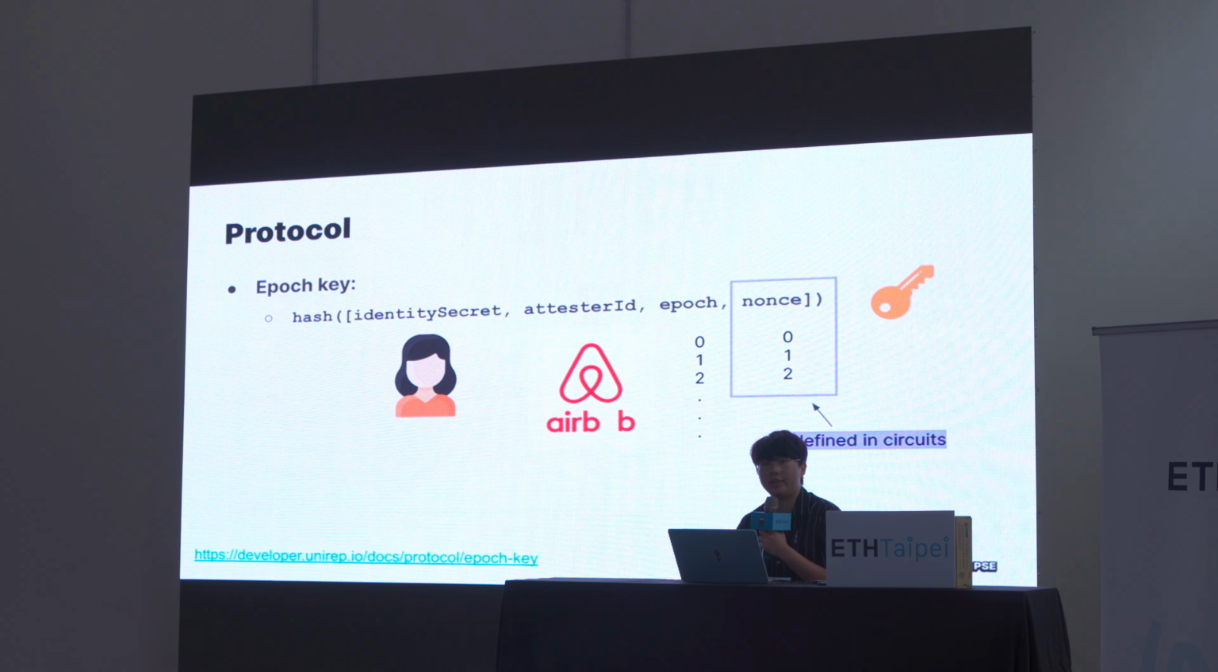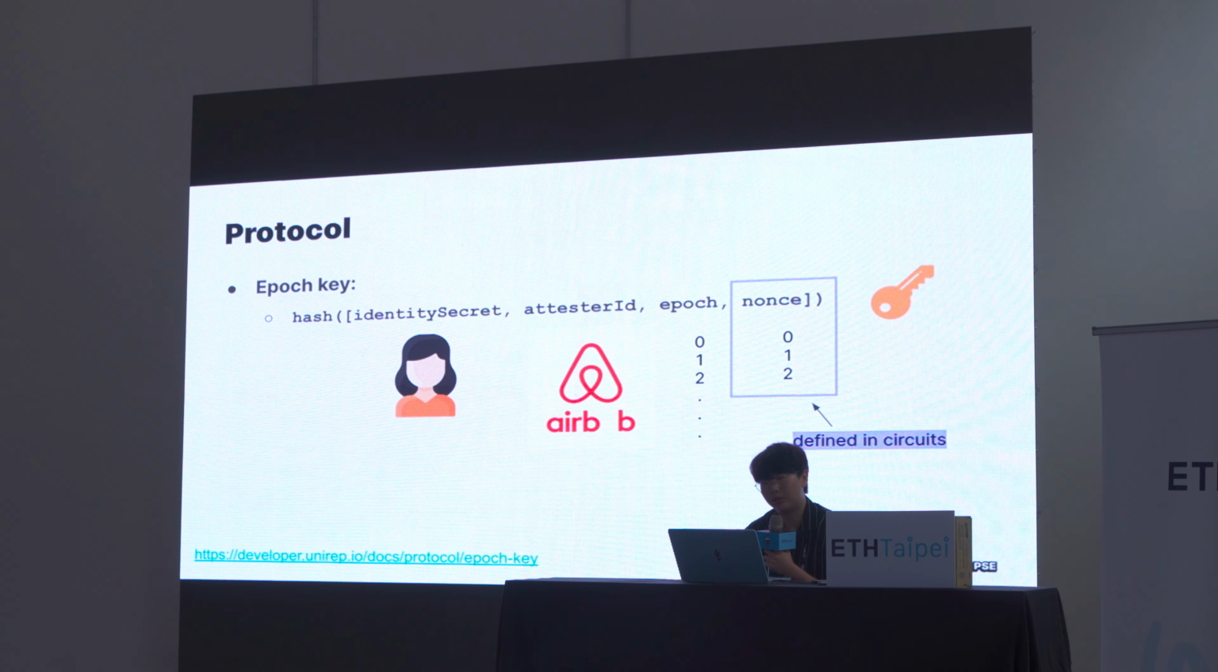Yeah, so the epoch key is computed by a hash. It hashes the Alice identity and then Airbnb. So it means I'm Alice and I sign up in Airbnb, and then I want to use this epoch key to receive data. And the third one is the epoch. It will start from 0 and then increase by each 7 days or something.